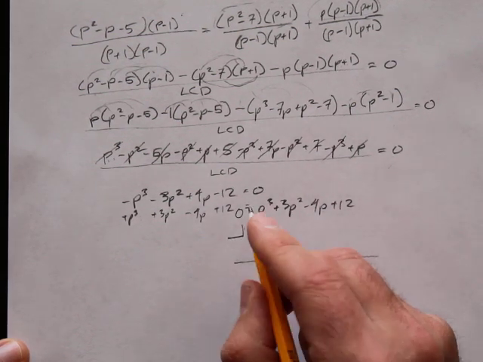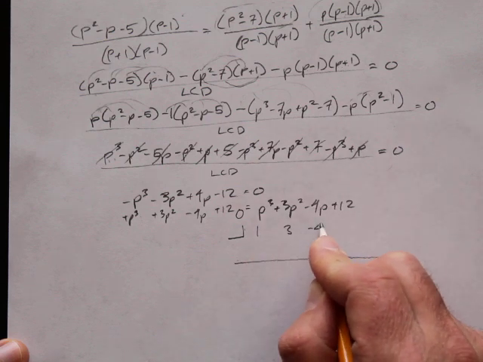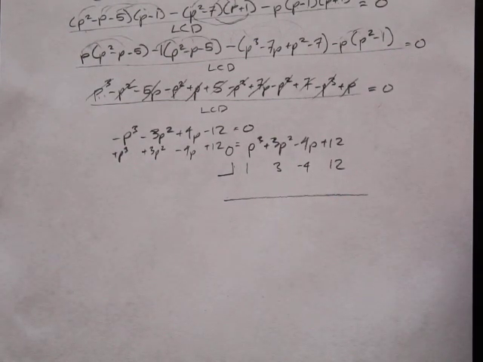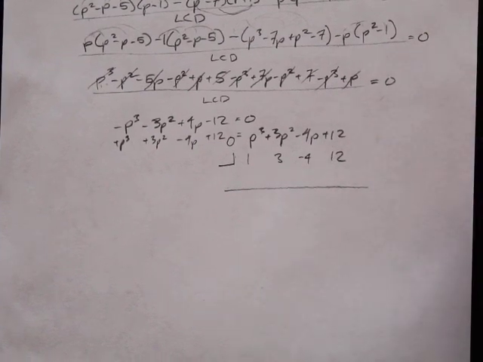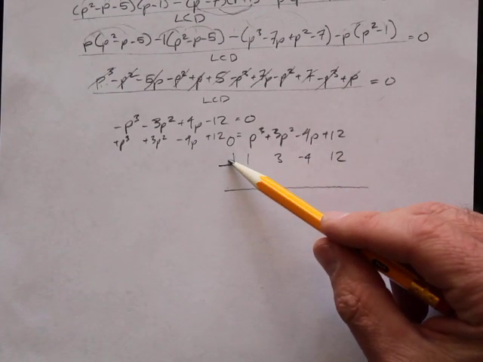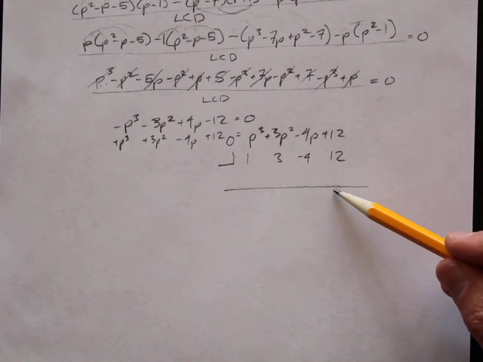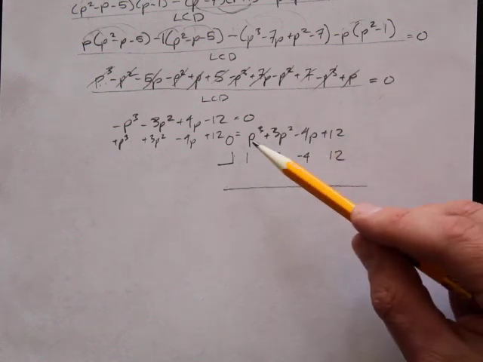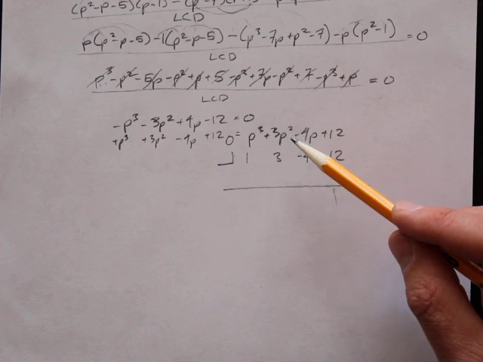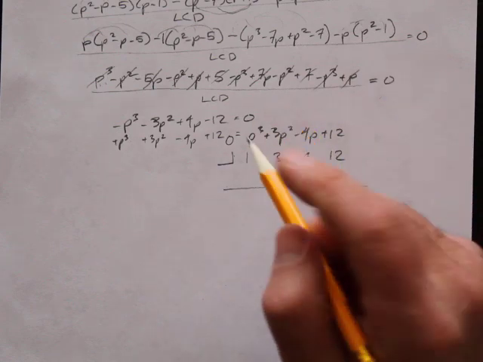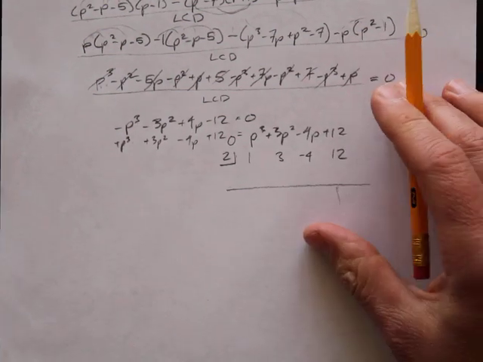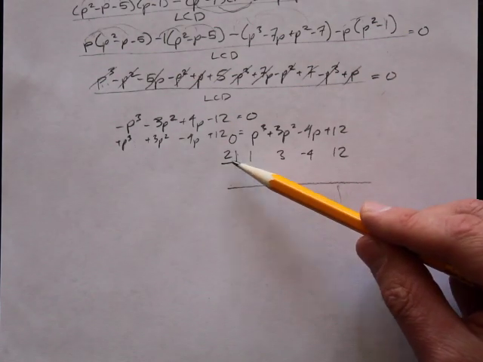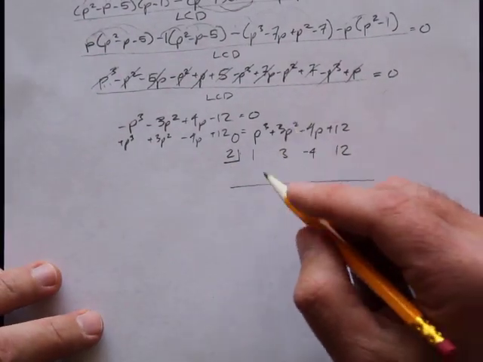I'm going to use synthetic division, not synthetic long division. If I plug in a number here and I don't get a remainder, then I know that p is a value that works. So I'm going to plug in 2 because 2 is almost always one of the factors in these problems in the book. It's just the way it is. So I'm going to plug in 2 and see what happens.